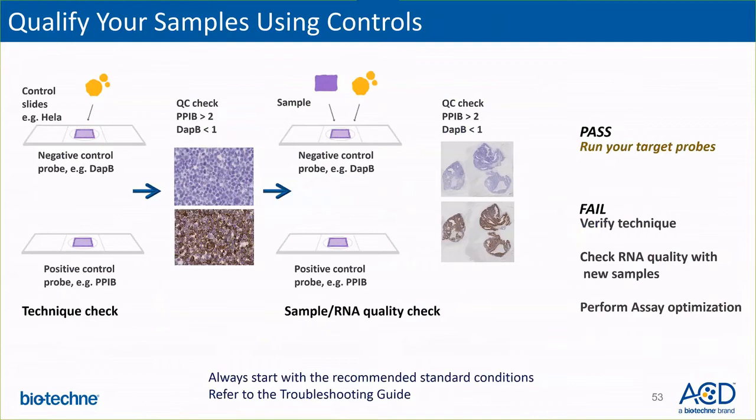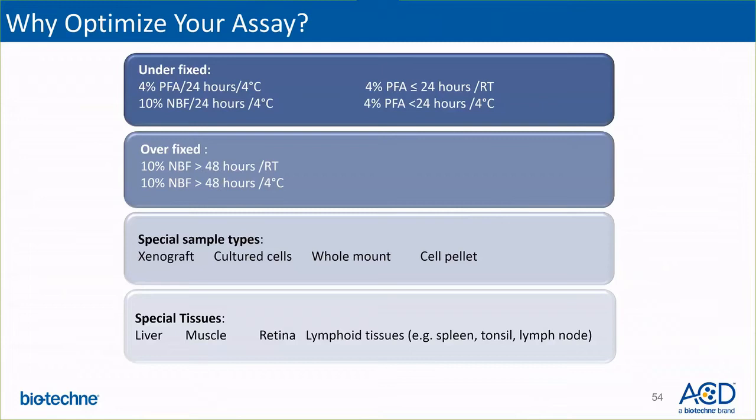Moving on to optimization, why do you need to optimize your assay? Here are some potential reasons why you may need to optimize. If the samples are underfixed, this can usually lead to overdigestion of your samples using the standard conditions. If the samples are overfixed, the signal could be weak and you may need to optimize. There are also some particular sample types that could require different pretreatment conditions and optimizations, with a few listed here. If your tissue of interest is not listed, or if you're unsure if your tissue has been fixed as per our recommendations, please feel free to reach out to technical support.